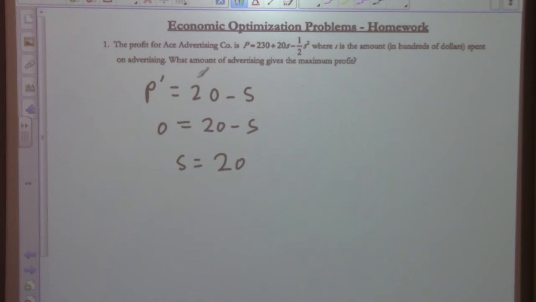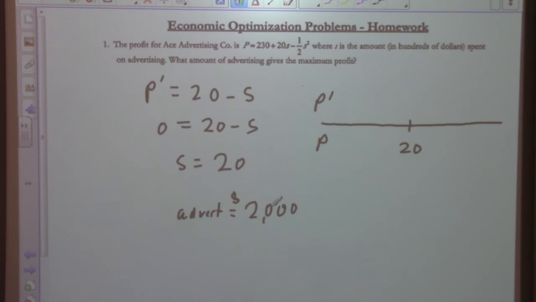And so, in hundreds of dollars, advertising is how much? $2,000. Now, are we 100% sure of that answer? Not necessarily. Let's go ahead and put P prime, P, and see if that works, right? That's our critical number.